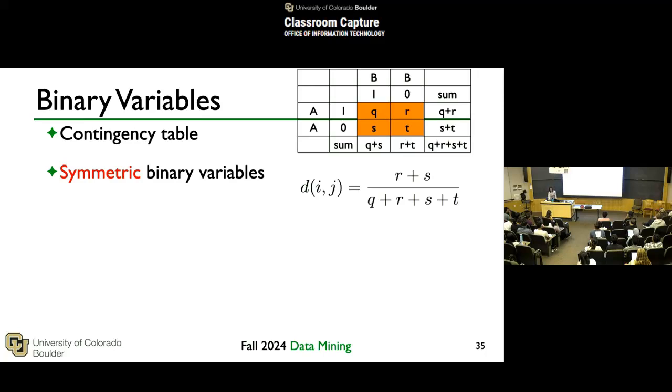Now, binary. In the simpler case, binary is exact match or not, right? Both are zeros or both are ones. Great, we're done, right? So we can compute this. With Q, R, S, T, the 1, 1 scenario is Q and the 0, 0 is T. So look at R plus S, which is when they're different, divided by all the possible combinations. That is the distance.